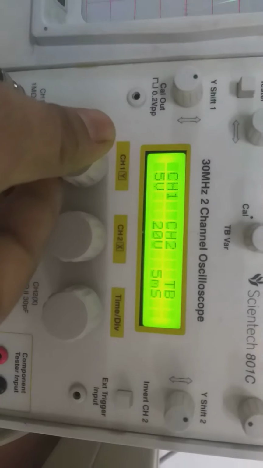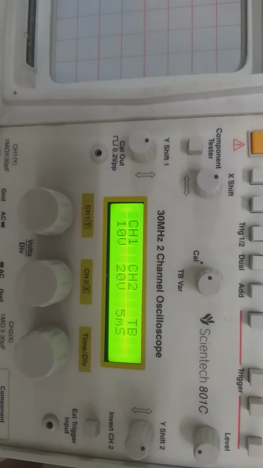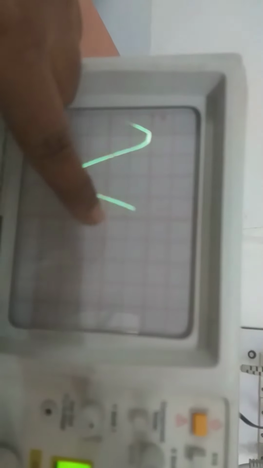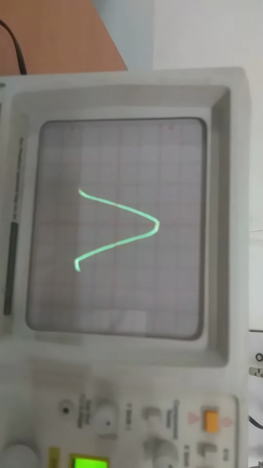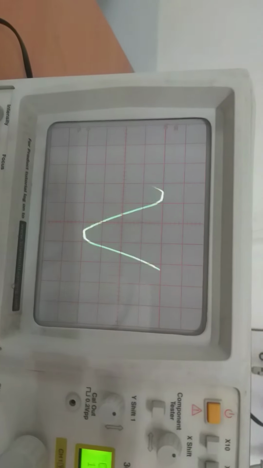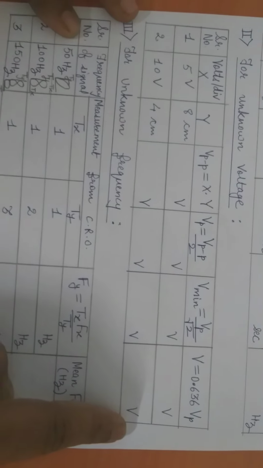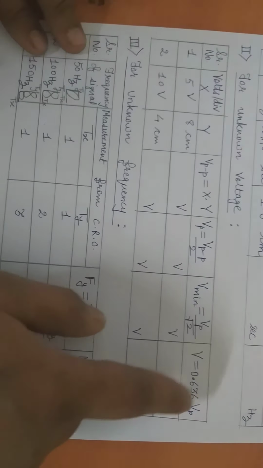Now you only have to change this value to 10 volt. You can observe this is 10 volt, and for 10 volt again you will measure this distance. So it will come out to be 1, 2, 3 and 4 centimeter. Okay, so in this manner you will measure the Y distance, and the remaining calculations you have to do in the write-up. So here you can see for 5 volt it is 8 centimeter and for 10 volt it is 4 centimeter. So this is the second part. Remaining calculations you have to do on your own, using the calculator to calculate these values.